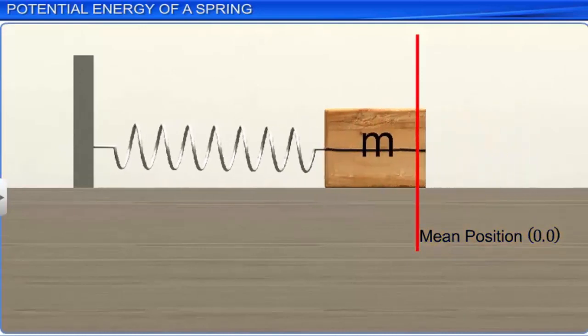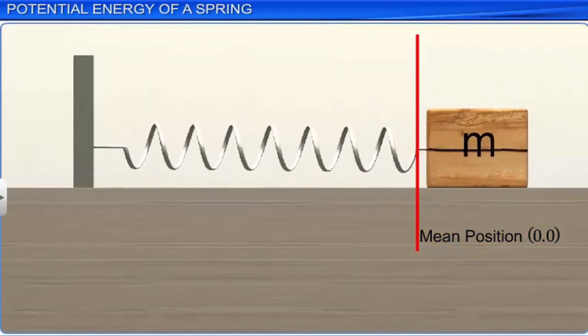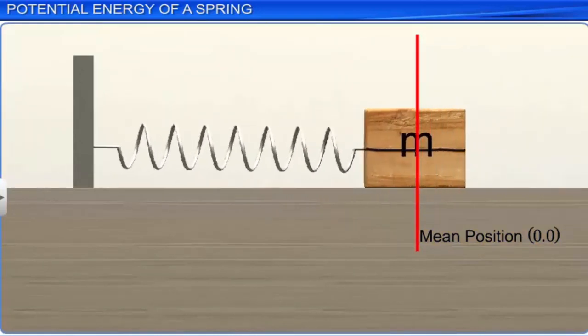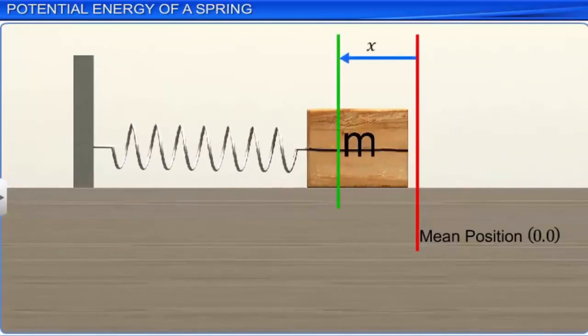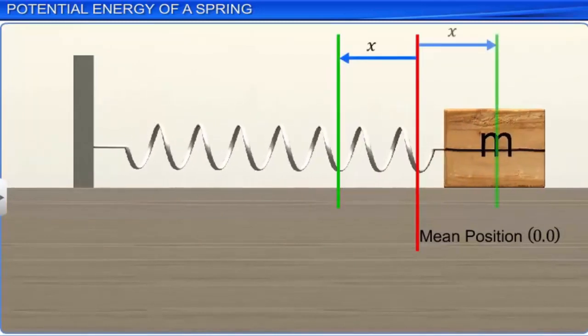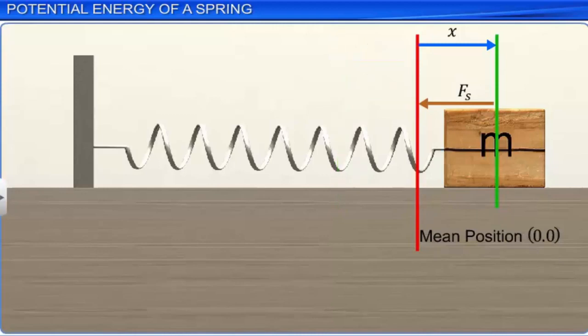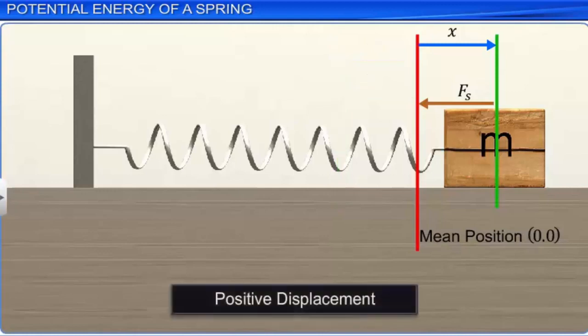You can observe the spring oscillating to and fro from the rest or mean position. The displacement of the block is always measured from the mean or rest position. The spring here is under the action of a variable force, known as the spring force, which always acts towards the mean position or in the opposite direction to the displacement. When the spring is stretched, the displacement is positive.